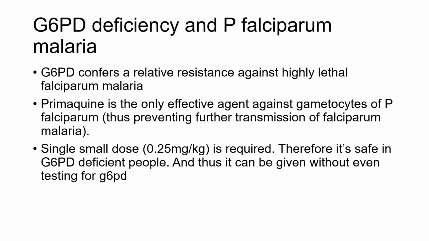And G6PD deficiency otherwise confers a relative resistance against highly lethal falciparum malaria. So if a G6PD deficient patient gets P. falciparum malaria, he needs only a single small dose, that is 0.25 milligram per kg of primaquine. Therefore, it is safe in G6PD deficient people and thus it can be given without even testing for the G6PD.